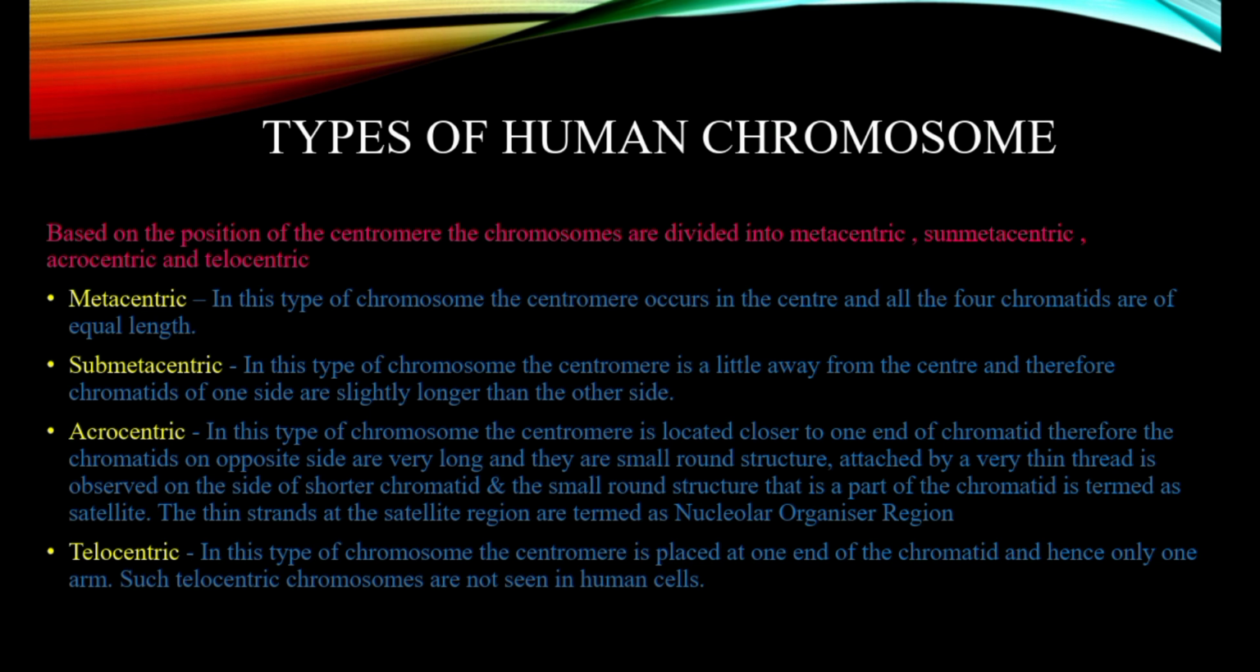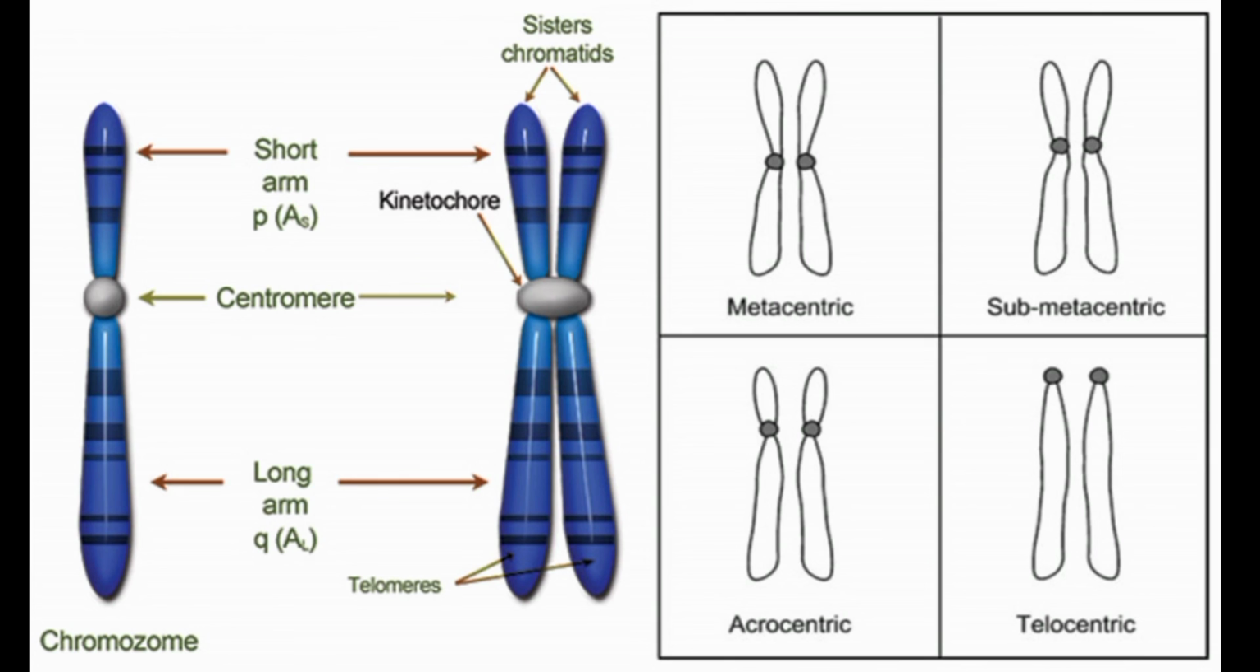So these are the actual types. Here you can see in the metacentric, the centromeres are perfectly at the center. In the submetacentric, they are deviated from the center to the upper side, so they look somewhat long. In the acrocentric, the arms are very long and the upper sides are very short. These are the satellite regions, and the thin fibers are the nucleolar organizer regions. And these are the telocentric chromosomes. So these are the types and parts of the chromosomes, their components and functions.